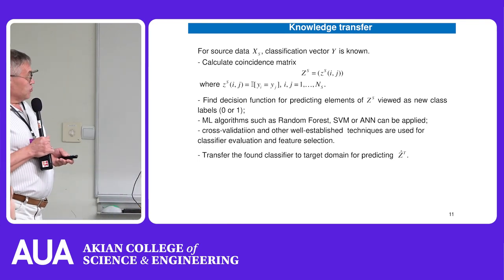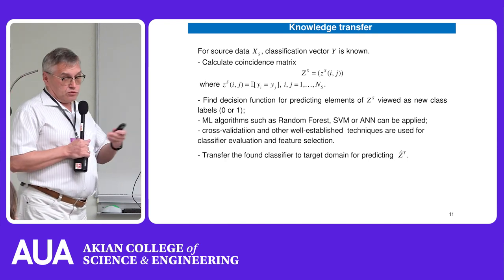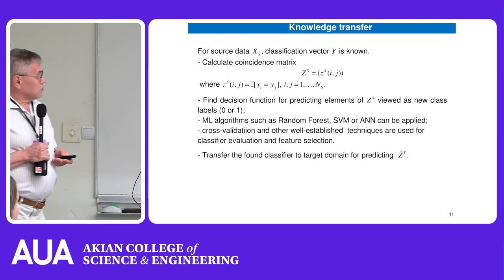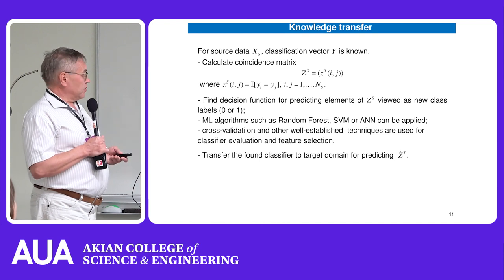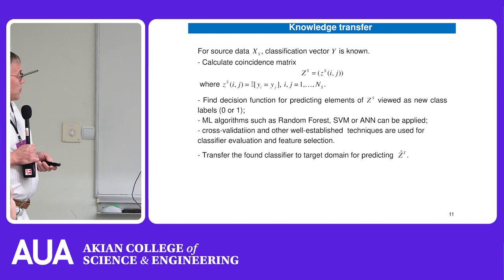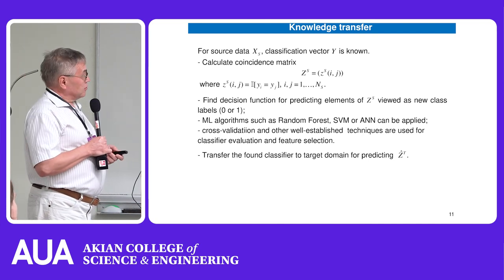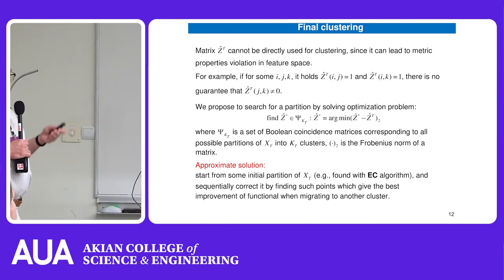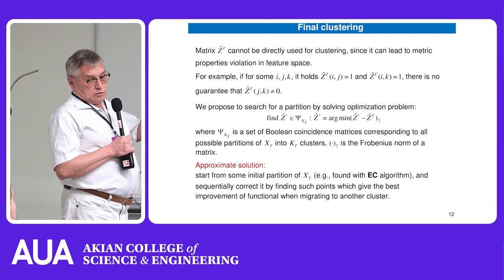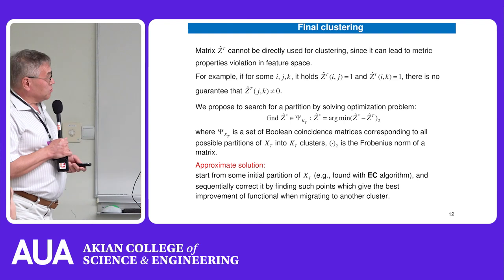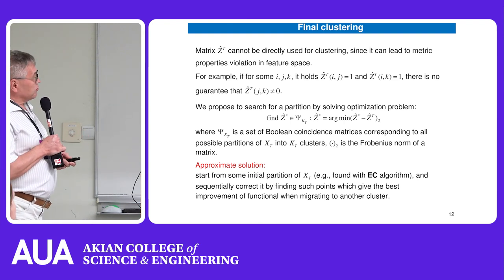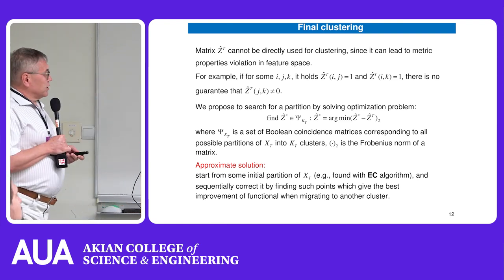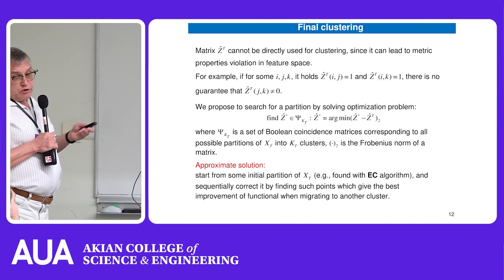We can use machine learning algorithms such as random forest, support vector machine, or artificial neural networks, and so on. Some well-known techniques can be used to evaluate the quality of the classifier or find important meta features. And then it's possible to transfer the found classifier to the target domain for predicting the association matrix. And the final step is clustering based on the predicted matrix. But this matrix cannot be directly used for clustering because some metric properties can be violated for this matrix. So we apply an approximate solution.